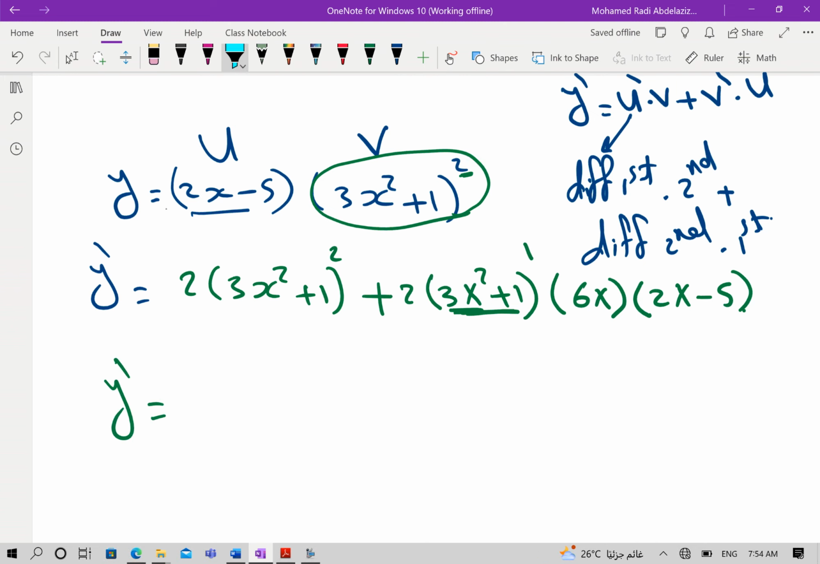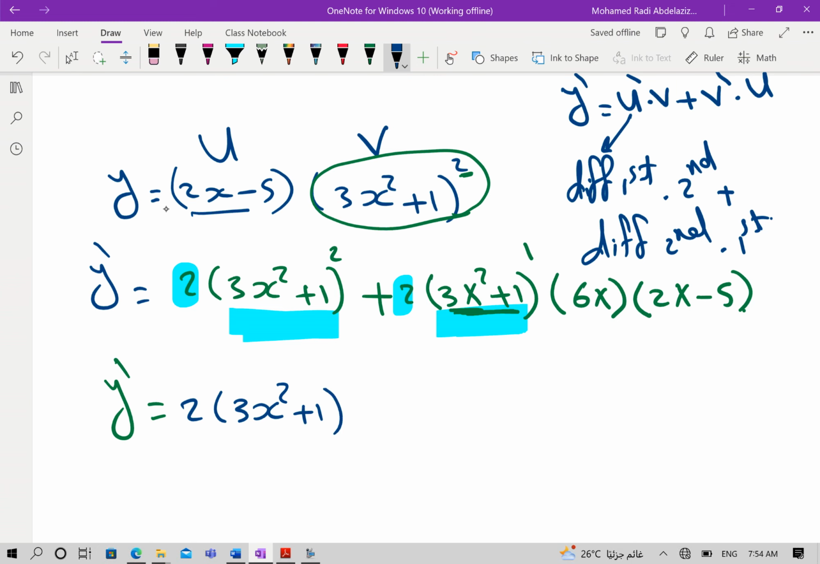Which is the common factor? 3x squared plus 1 power 1 and 3x squared plus 1 whole squared. Take the lowest power. What else? You can take also 2 outside as a common factor. The common factor will be 2 and 3x squared plus 1, and open bracket. When you take a common factor, this means we divide by this factor. When you divide 2 by 2, it will be 1.